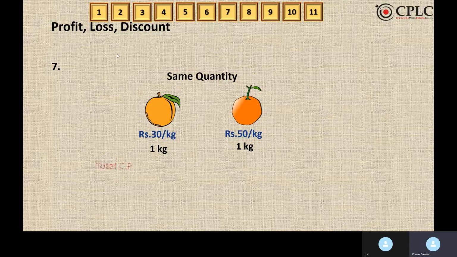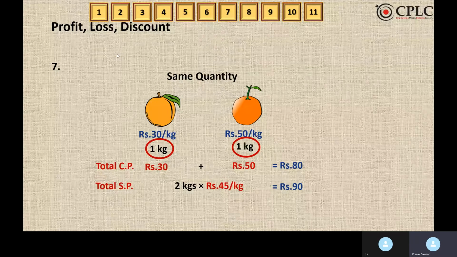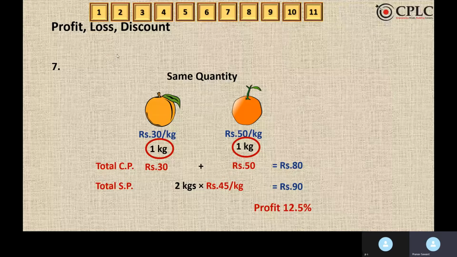So the total cost price would be 80 rupees. And it is said that we are selling it at 45 rupees per kg. We have a total of 2 kgs, so selling price would be 90. Profit of rupees 10. And after applying the profit percent formula, that is 10 upon 80 into 100, will give us 12.5% profit.